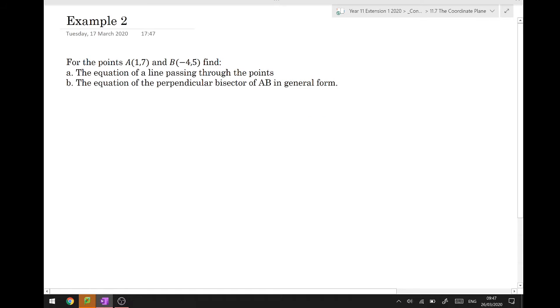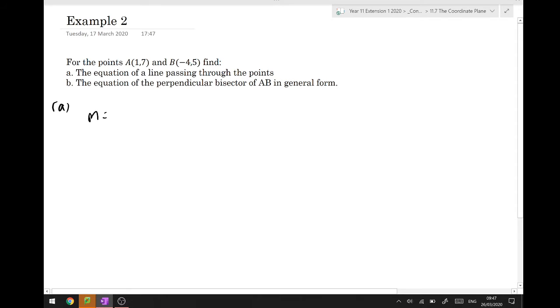Okay, example 2. For the points 1, 7 and negative 4, 5, find the equation of the line passing through these points and the equation of the perpendicular bisector of AB in general form. So we'll just start off with part A, the equation of the line. Because we've only been given 2 points, we need to find the gradient between these 2 points.